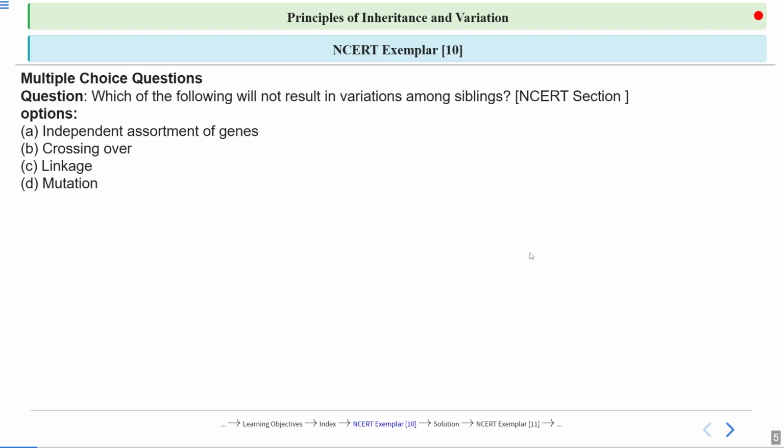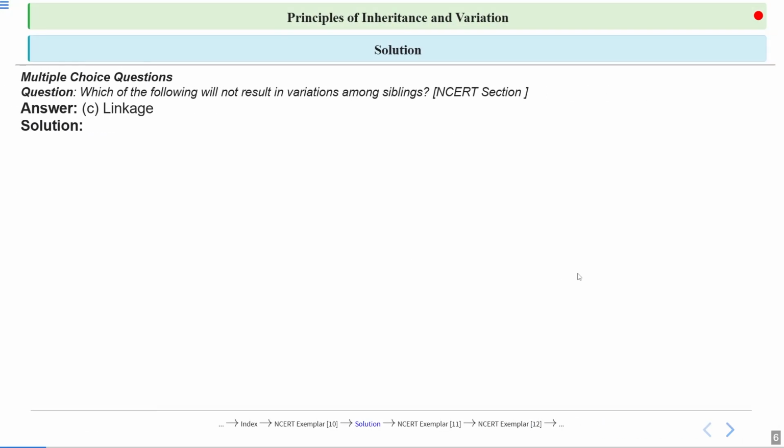So let's have a look at the answer. The correct answer here is option C, linkage. So what is linkage? When genes are present on the same chromosome and the distance between the genes is very less, then they are inherited together. Because they are inherited together, they are called linked genes. And due to this, parental combinations are more.